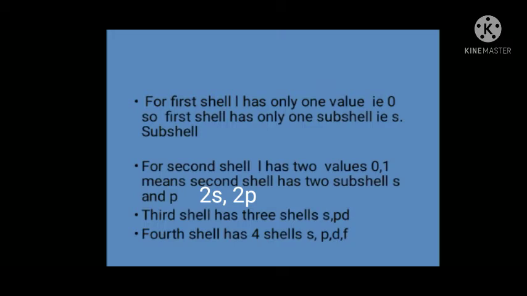Like that in the third shell, L can have three values. So depending upon that, there are three different subshells, and they can be represented as 3S, 3P, 3D. Then in the fourth shell, L has four values, so we have four subshells. L is equal to 0 means S subshell, L is equal to 1 means P subshell, L is equal to 2 means D subshell, and L is equal to 3 means F subshell. These subshells can be represented as 4S, 4P, 4D and 4F.